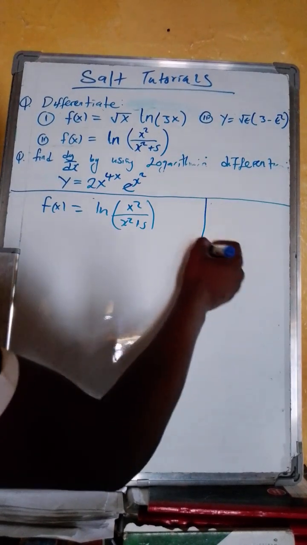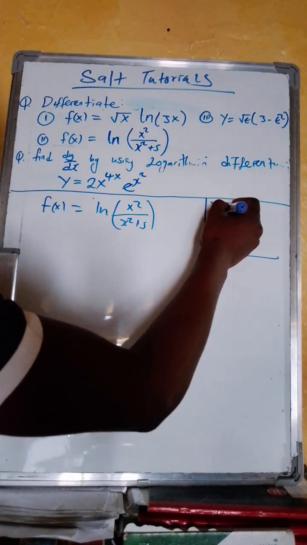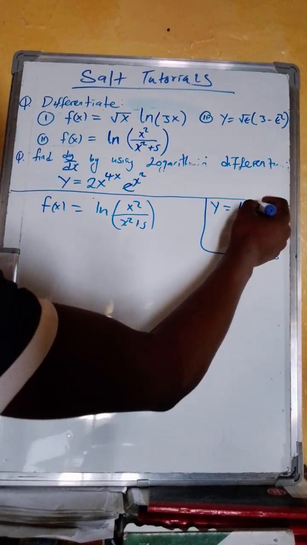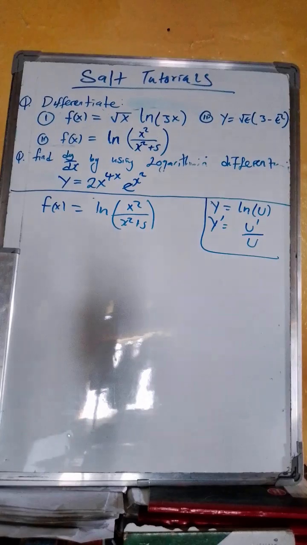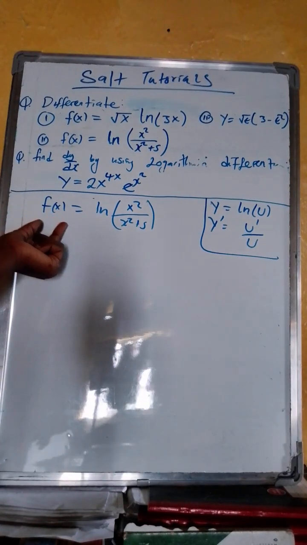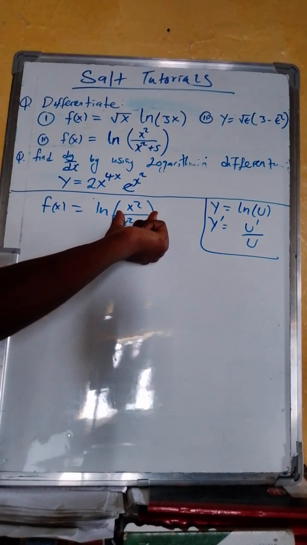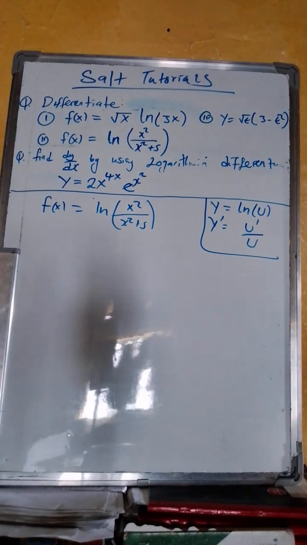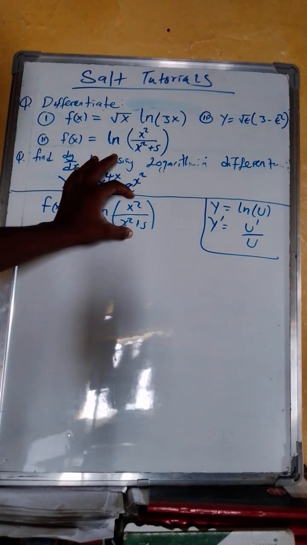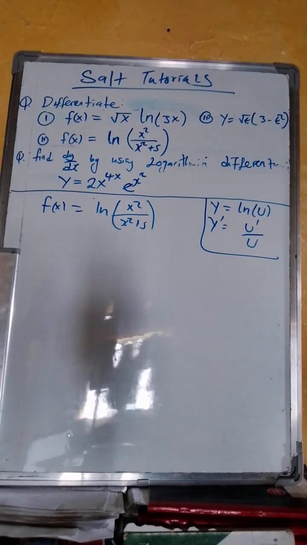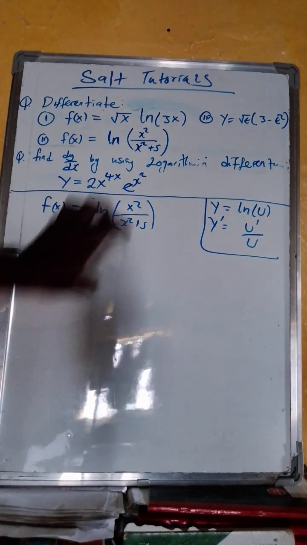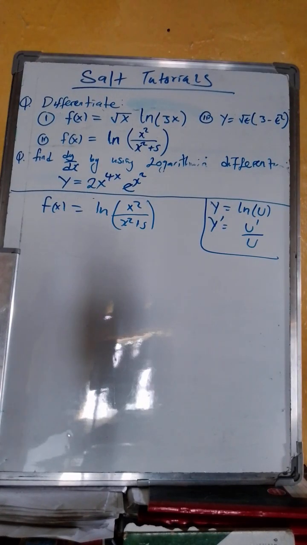Remember that if y is equal to the natural log of u, then y prime is equal to u prime over u. So for me to find f prime of x, obviously we have to differentiate the inside divided by the actual inside. But that will be a lengthy process. It will be very complex because of what you have, differentiating this quotient and then dividing by itself. So what do we do? Simplify things for yourself here by using log properties.